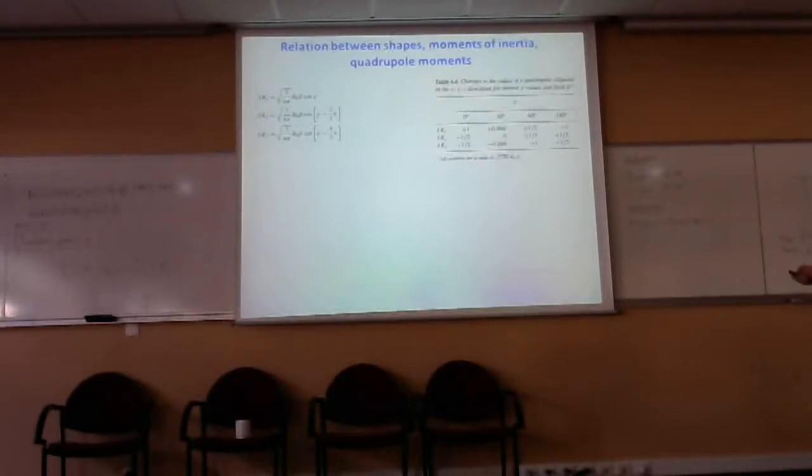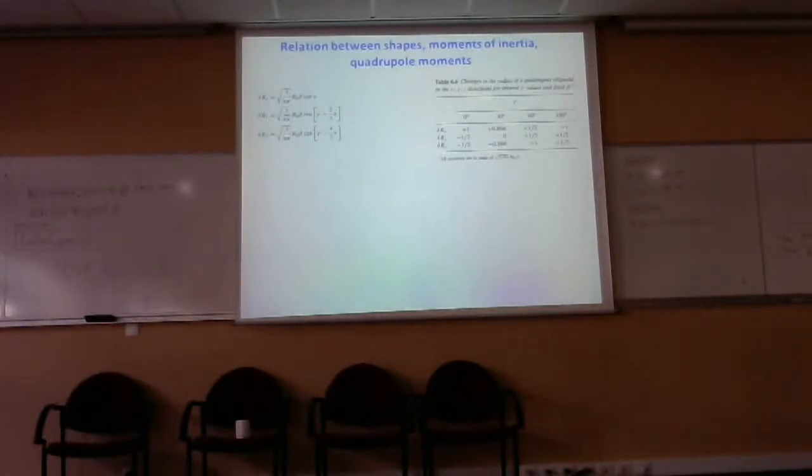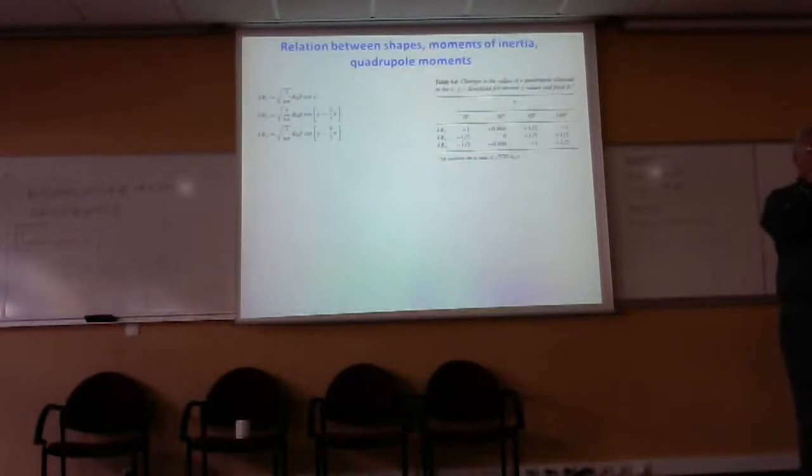So for gamma equals 0, delta Rz is plus 1 in units of these square roots, and delta Rx and delta Ry are equal and half as much. What that means is you take a sphere, you elongate it in this direction. To conserve volume, you squeeze it in this direction and squeeze it in this direction.